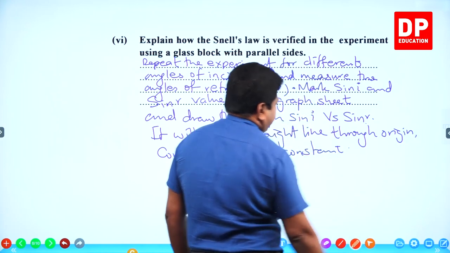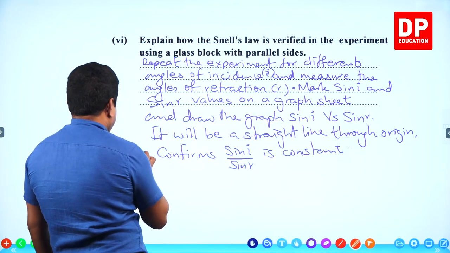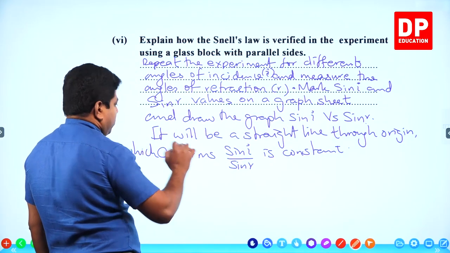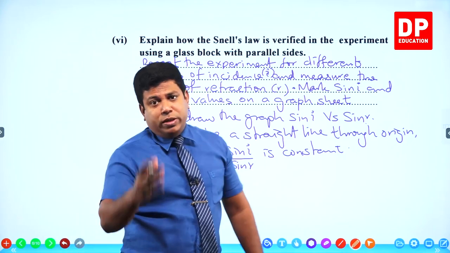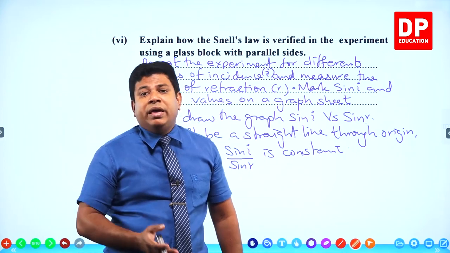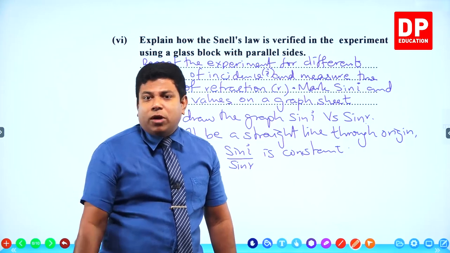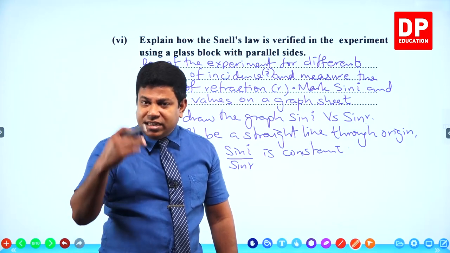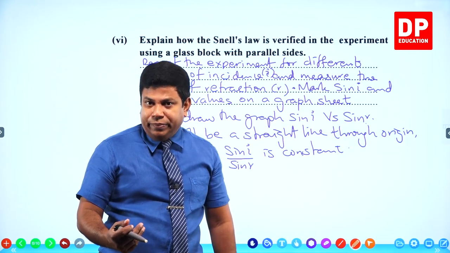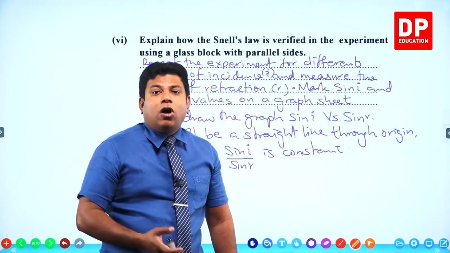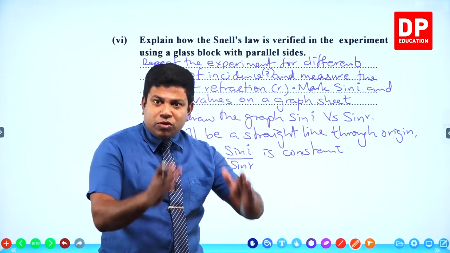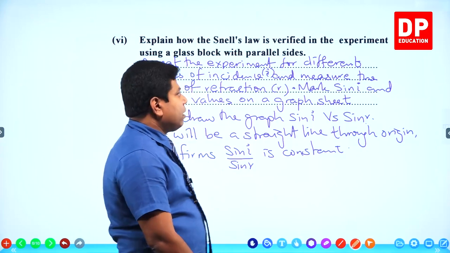Through origin, which confirms sine i over sine r is constant. It has to be from origin, it has to be through origin. If it starts from somewhere else, then it's not proportionate. It doesn't confirm sine i over sine r is a constant. It has to be from origin. We need to have the y equals mx format of graph. Next.